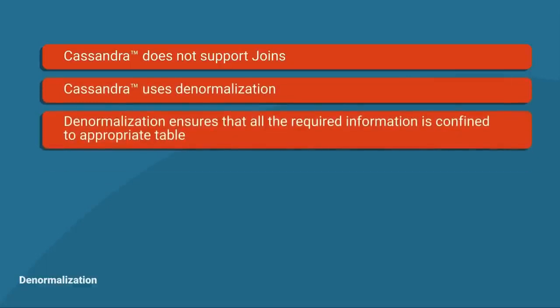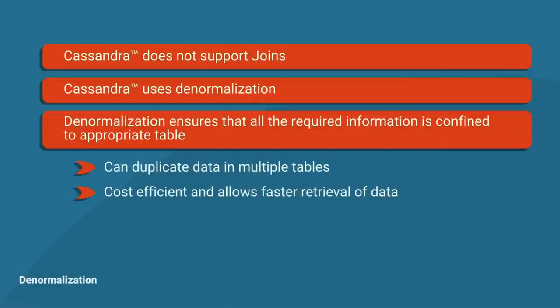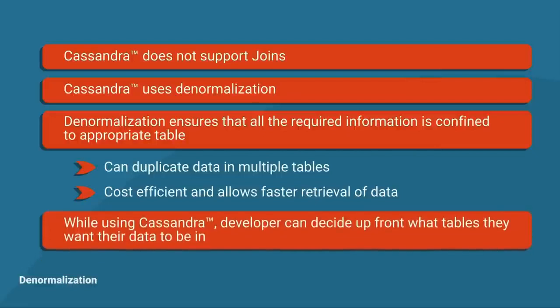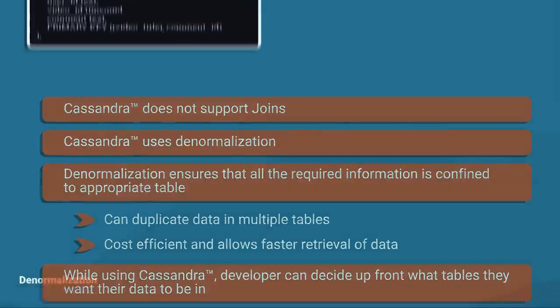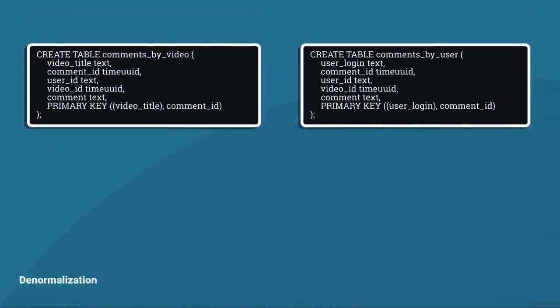Denormalization ensures that all the required information is confined to the appropriate table without having to perform joins. Organizing data like this can duplicate data in multiple tables, which is cost efficient and allows for faster retrieval of said data. While using Cassandra to organize the data, the developer can decide upfront what tables they want their data to be in. In this example, we have two scenarios in which we want to access comments. First, a video view where all the comments for a particular video can be viewed, and second, a user view that displays comments made by a particular user. To support this, two tables must be created.